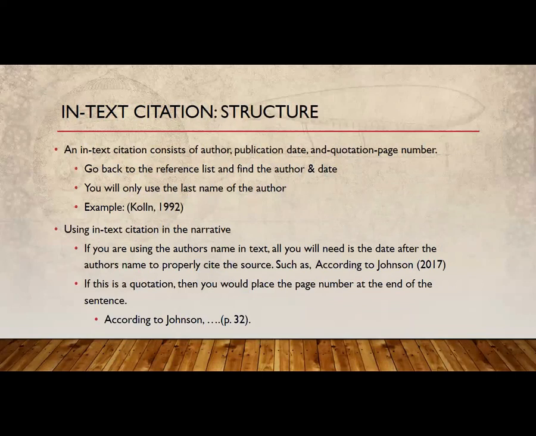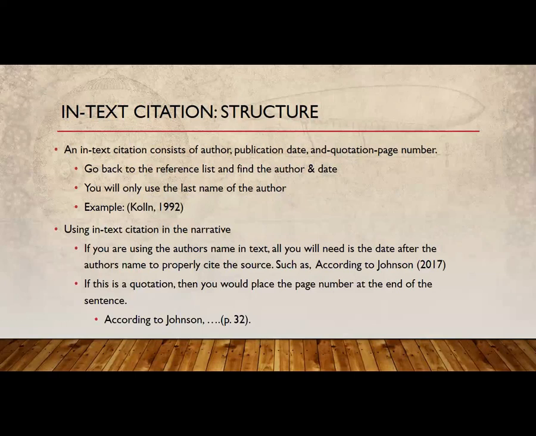An in-text citation consists of the author, the publication date, and the quotation page number, if it is a quote. If it's paraphrasing, then you won't include the page number. All you would need to do is go back to the reference list and find the author and date. You only use the last name of the author. Do not use the initials of the first or middle name.